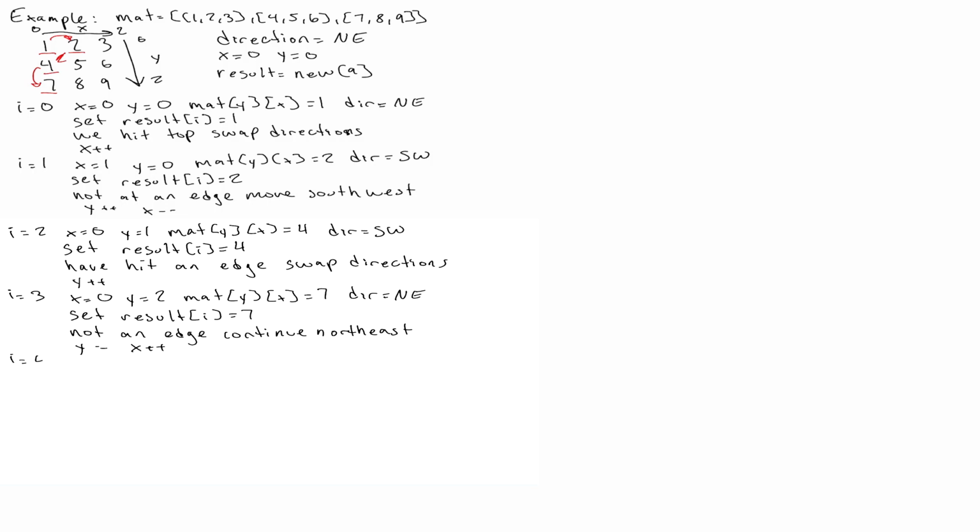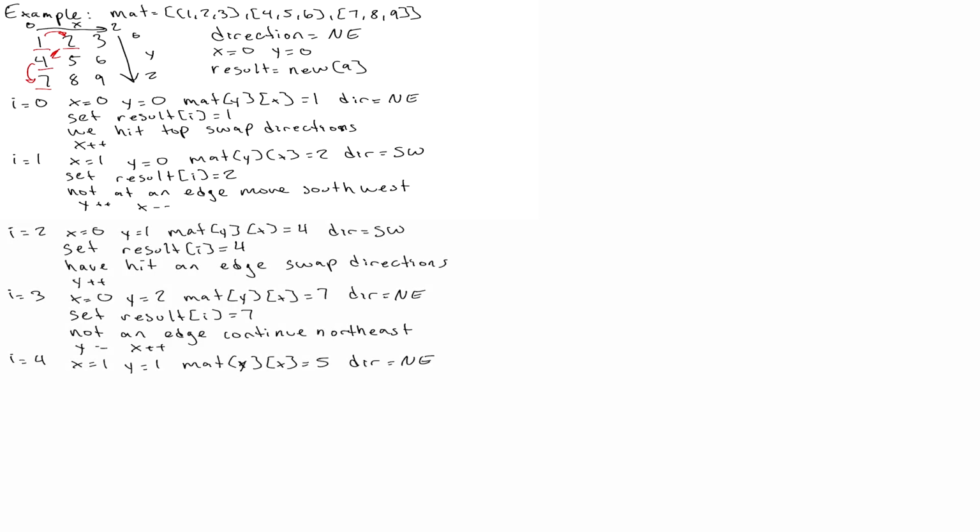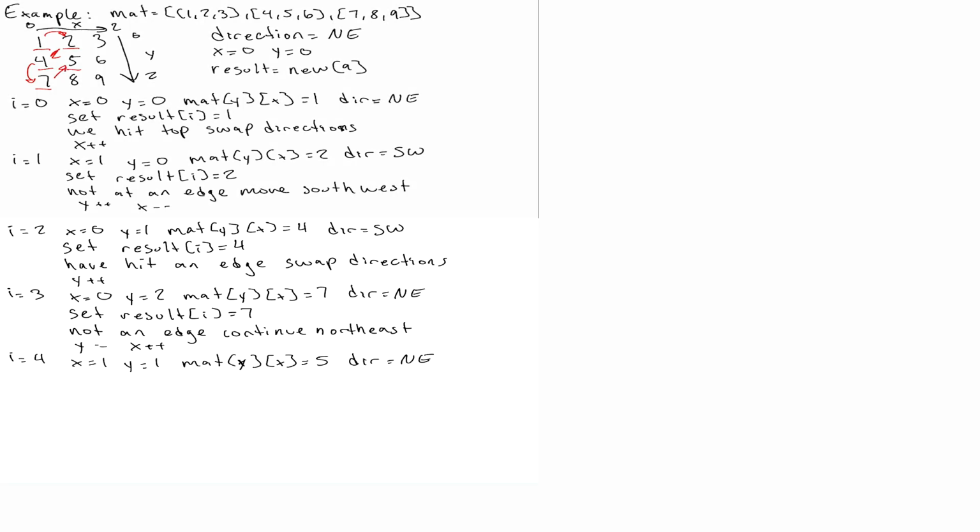Now for i equal to 4, our x is equal to 1, and our y is equal to 1, and our mat of y and x is equal to 5. Our direction is still northeast. So now we have gone from our 7 up to our 5. Since we're moving northeast, we haven't hit any edge. We're going to go ahead and set result of i equal to 5, and we're not at an edge. So we'll continue northeast. So once again, we'll say y minus minus, x plus plus.